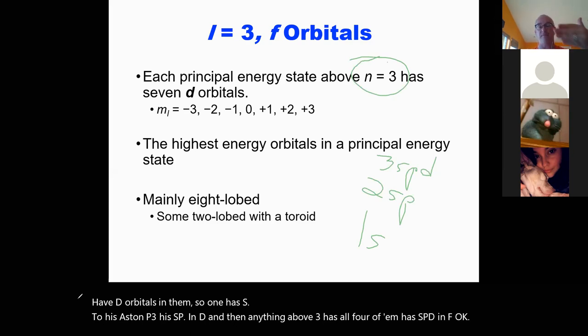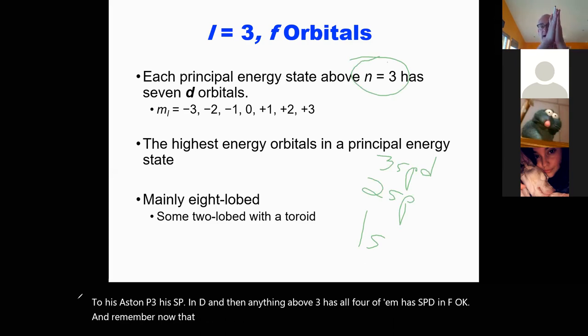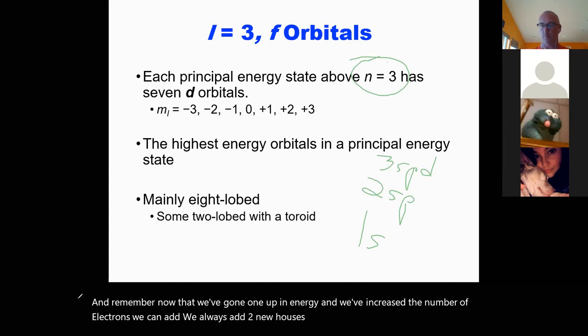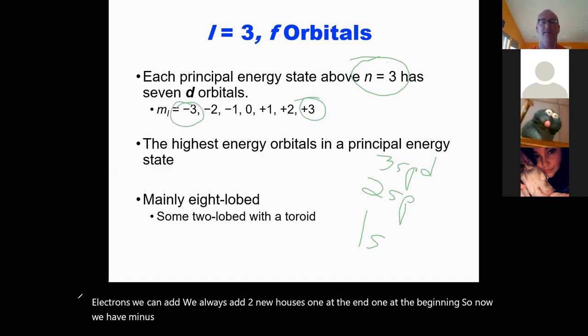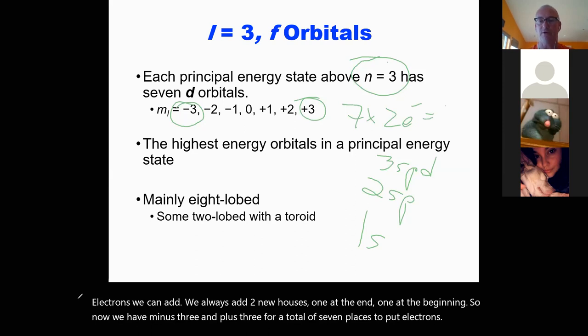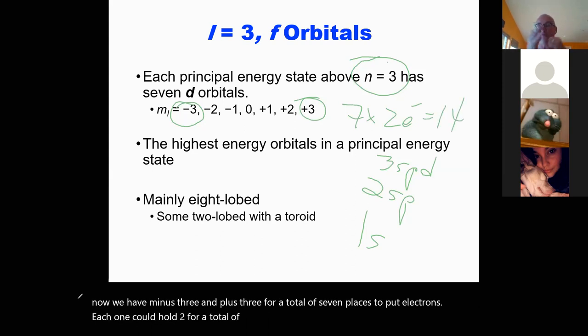And remember, now that we've gone one up in energy and increased the number of electrons we can add, we always add two new houses, one at the end, one at the beginning. So now we have minus 3 and plus 3 for a total of 7 places to put electrons. Each one can hold 2 for a total of 14. So this can hold 14 electrons, and it's the highest energy state in any level.